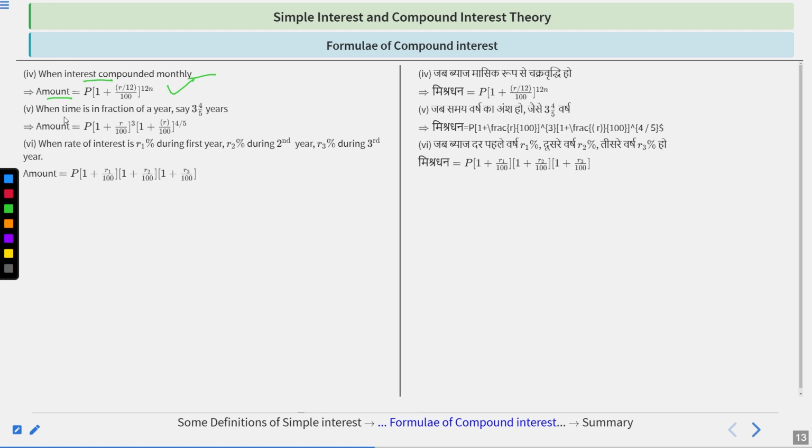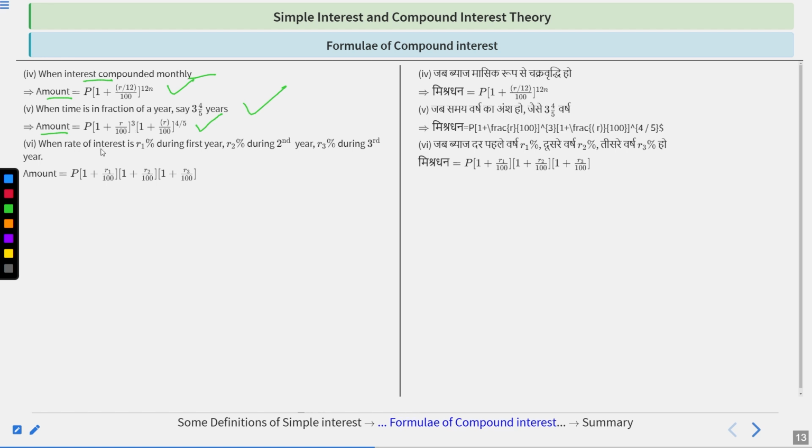Clear? When time is in fraction of a year, say 3 and 4 by 5 years, how can we calculate it? We can calculate the amount as P into (1 plus R upon 100) to the power 3 into (1 plus (4 by 5 R) upon 100), because both are in years.